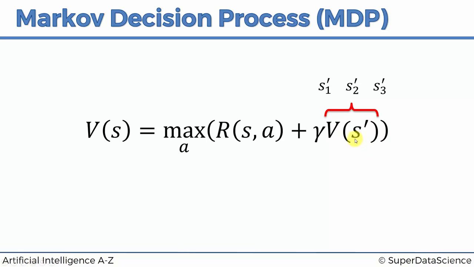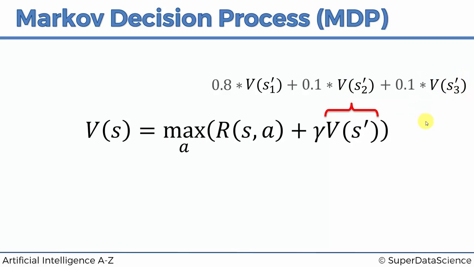So here we're going to replace this. There are 3 possible states we can end up in. That state has a value of V of S1 prime. That state has a V of S2 prime. And this state has a value of V of S3 prime. So now we're going to multiply the state that we actually are intending to go into by 80%, because that's our probability of getting into that state, plus the probability of getting into this state, 10%, plus the probability of getting into this state. So this is just our expected value.